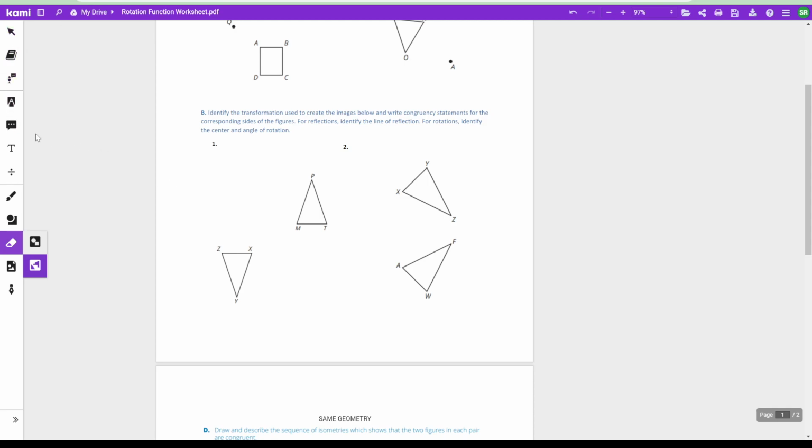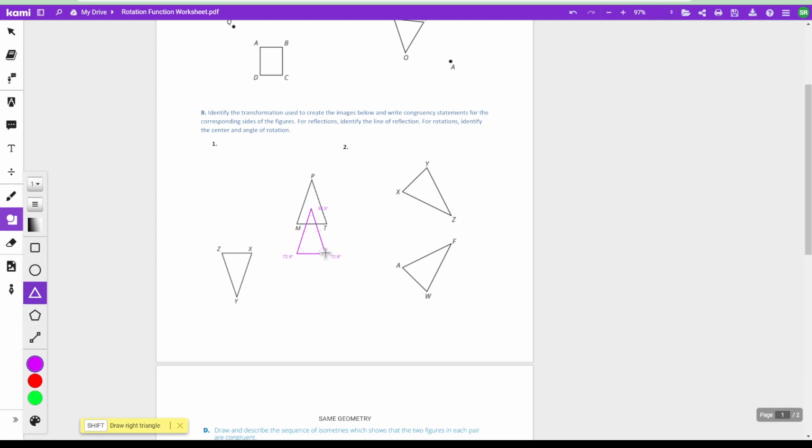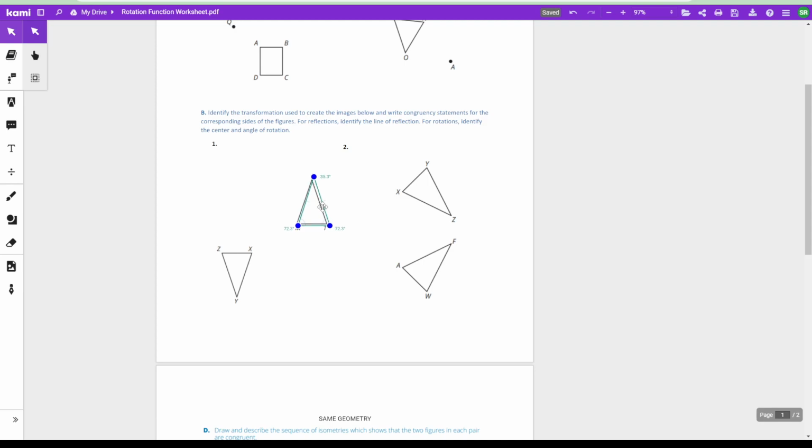So let's go ahead and try and figure out what transformation would take this to this by the process of elimination. So you might say, maybe we could do a translation, right? But let's think about that. If we take PMT and we try to translate it down to XYZ, you very quickly see that this is not going to work, right? So a translation's off the table.